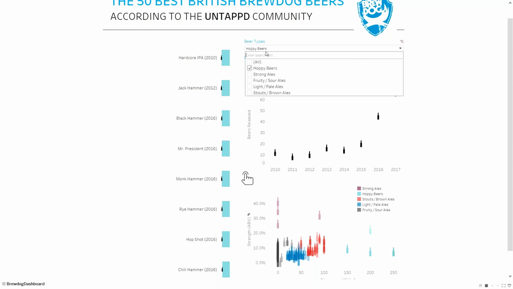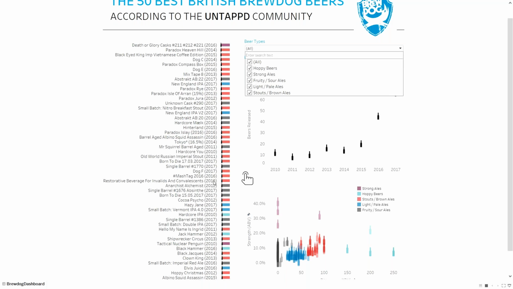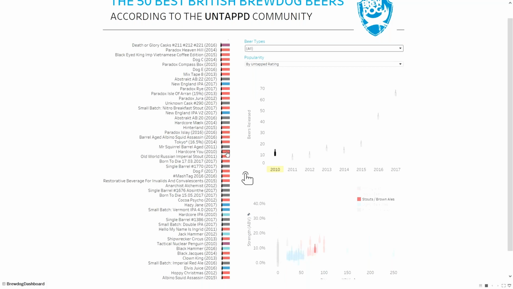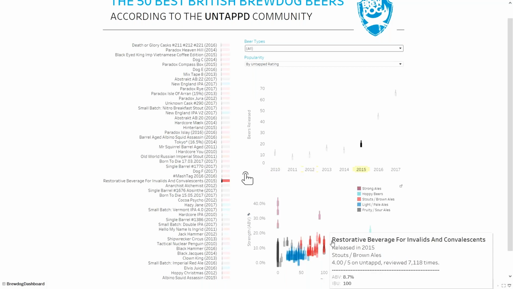Yeah, and because I've only got the top 50, you don't see much of a difference. I probably would have shrunk the names down because you've got all this space. And then the bars would have been a bit longer. If I put in all those, some of the names are just massive. Great names though, so I felt "restorative beverage for invalidity convalescence" was worth keeping in. But it's quite cool because if you hover over, you can see the beers coming out in here.